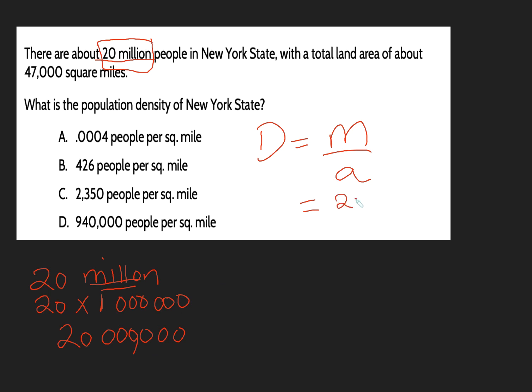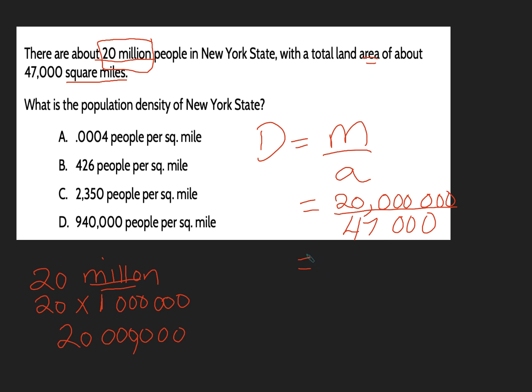So this would be 20 with my 6 zeros for the 20 million. And now I'm going to divide it by the area. And you know your area says area of about 47,000 square miles. Even if they didn't say the word area, because of the units, square miles, that's your area. So that's 47,000.